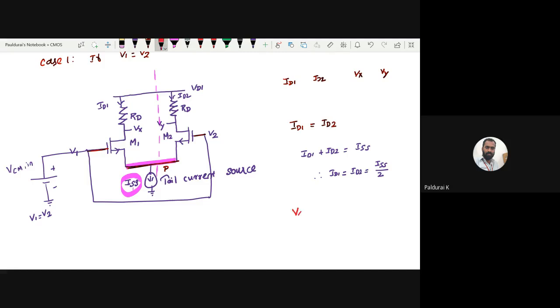Then what is Vx? Applied voltage minus the voltage drop across RD. So V equal to I times R, R is RD, I is this ISS by 2. Same current, same voltage for Vy. So this is for case 1. Similarly, case 2, case 3.